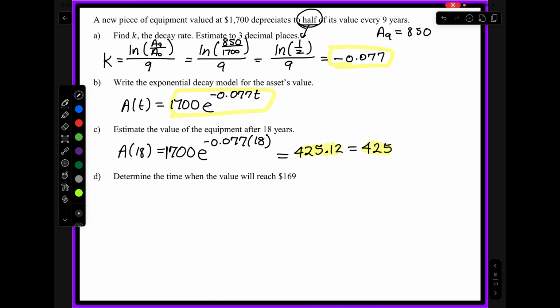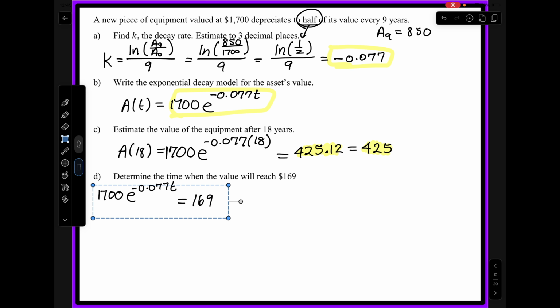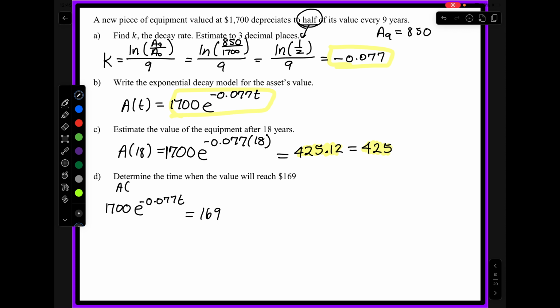So now let's move on to part D. In part D, we want to solve an equation because instead of evaluating, we're going to use this model now to determine the time when the value is going to reach 169. So we're going to get this model. We don't know the time. We're not going to plug a number for t, but we want this amount to go down to 169. So we know that for some amount for t, our value has to be this.